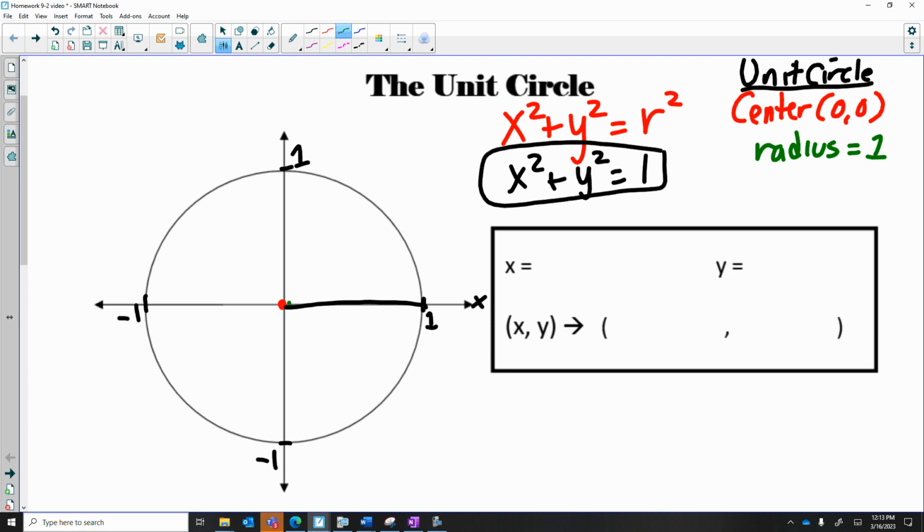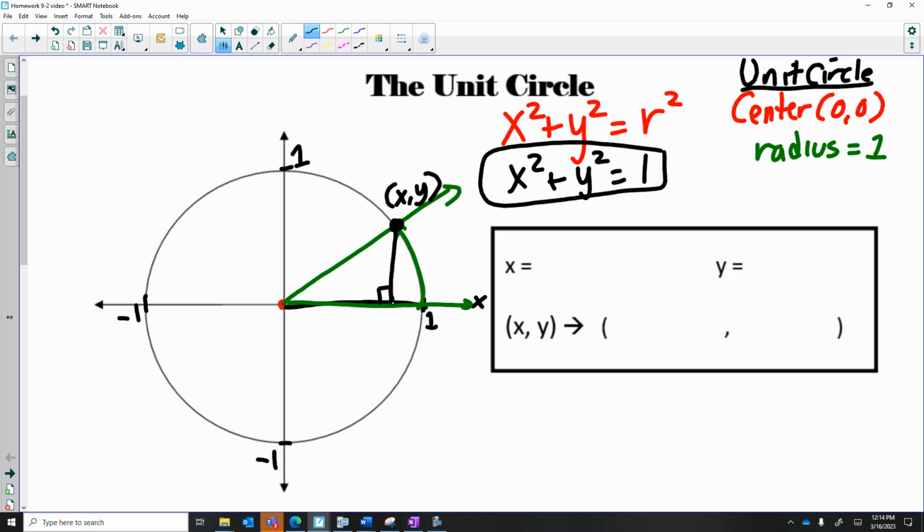Now, let's say I wanted to rotate an angle. So let's say I have my angle in standard position. I'm going to rotate it counterclockwise, and I'm going to land here. I'm going to label my point here x comma y. It lands on that unit circle. I'm going to drop a perpendicular to the x-axis.